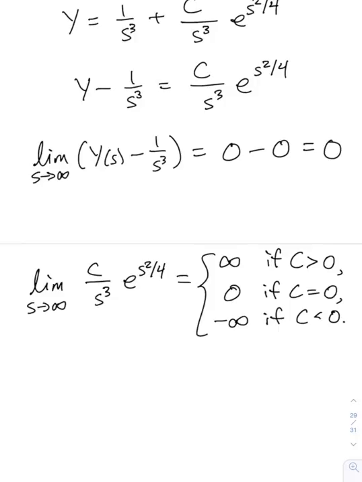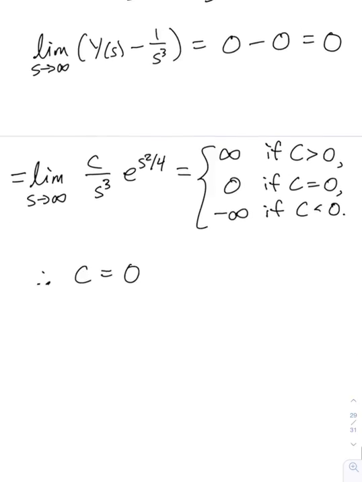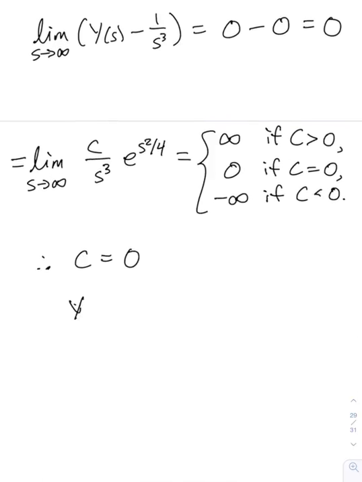Well, the two sides, the left and the right-hand side, have to have the same limit. So the right-hand side limit has to be 0. The only way for the limit to be 0 is if c is 0. These two limits are equal. So therefore, c is equal to 0, and I now know that Y is 1 over s cubed.